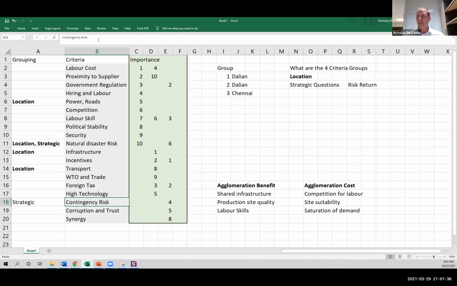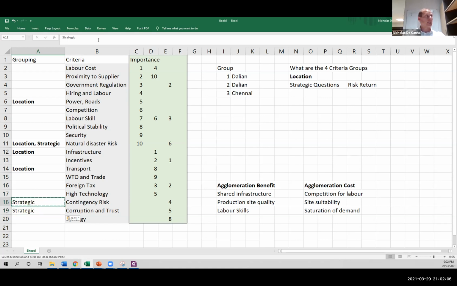Now, is the same place the same country or the same city? They're not specific about that. I suppose what they're trying to look at is, if we had a natural disaster, would this be a major problem for us? How risky is this decision? What are the returns like? Remember, a decision in the case is long-term. Government promises are short-term. So you might argue that corruption and trust is another strategic question.